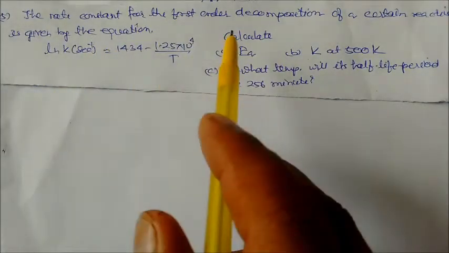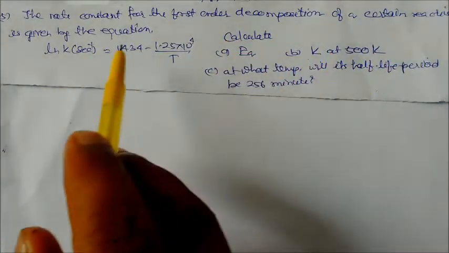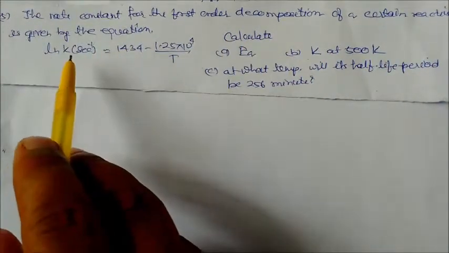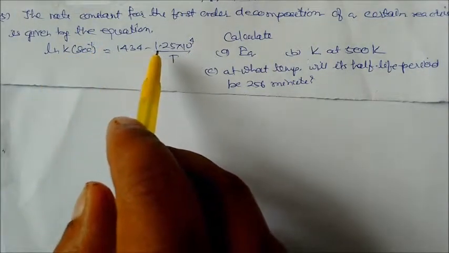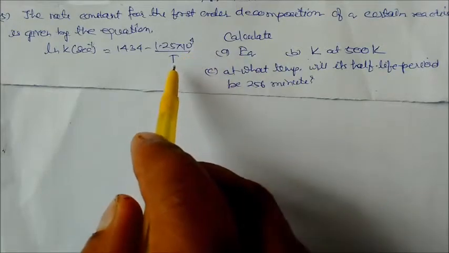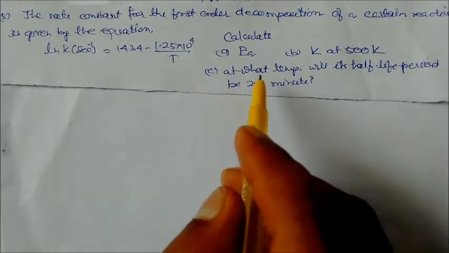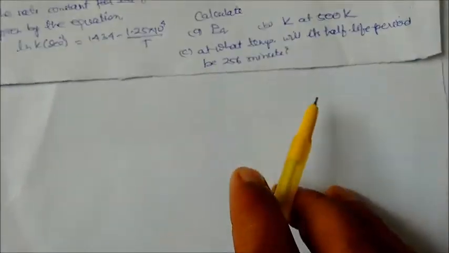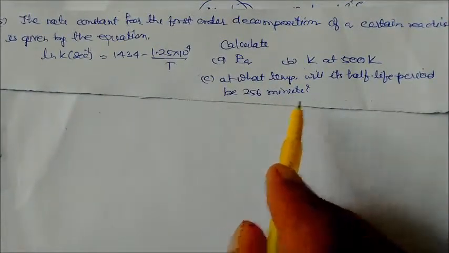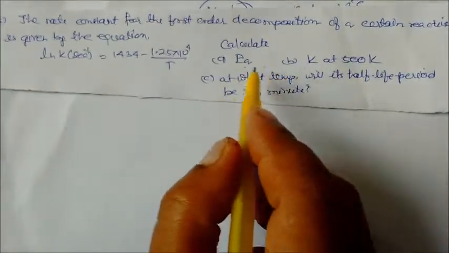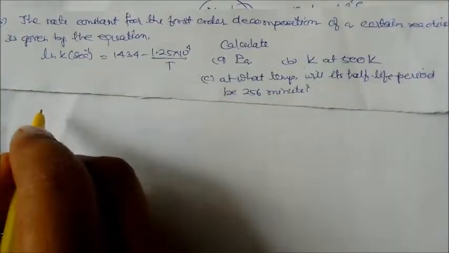The rate constant for the first order decomposition of a certain reaction is given by the equation ln K per second = 14.34 minus 1.25 into 10 to the power 4 by T. We have to find the activation energy, the rate constant at 500 Kelvin, and at what temperature the half-life period will be 256 minutes. So first we have to find the activation energy, which again we can compare with this equation.